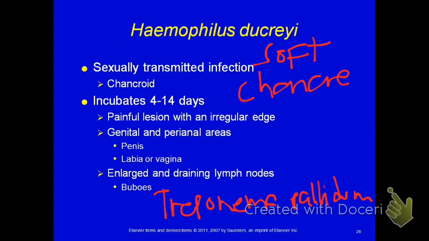Okay, so the incubation period of soft chancre or chancroid is 4 to 14 days. You'll have a painful lesion with an irregular edge. Unlike Treponema pallidum, the lesion is not as painful according to the book, not according to the experience. So which areas could be affected? Of course, it could be genitalia or perianal areas if you have been involved with sodomy. So the genitalia could be at the penis or at the labia or the vagina. So there would be enlarged and draining lymph nodes known as buboes.